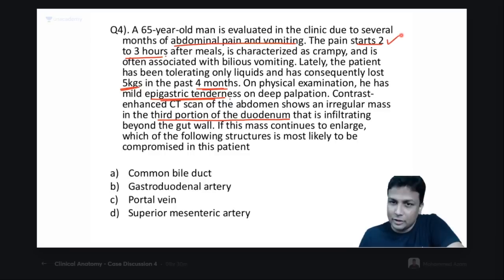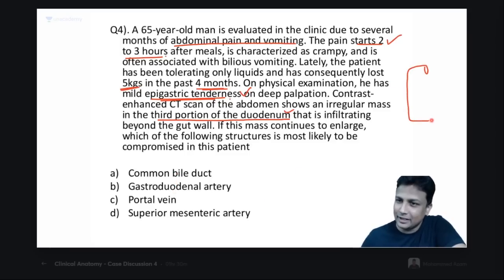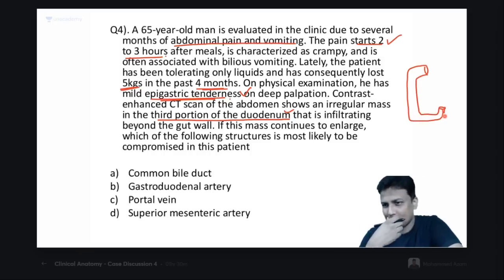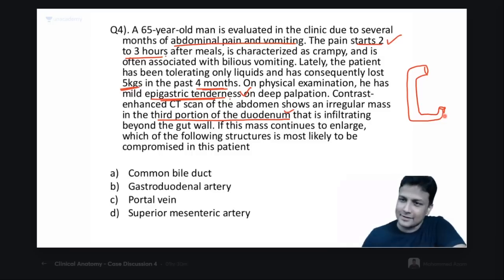And it is starting after 2 hours. Epigastric pain here right now. And it is the third part of the duodenum, guys. Which artery might be most commonly involved here? See, for this, you just have to answer me one thing. Can anyone tell me, duodenum kahan se kahan tak hota hai? Duodenum will be extending from where to where? Yes, absolutely right, Ross. Duodenum will be from L1 to L3.